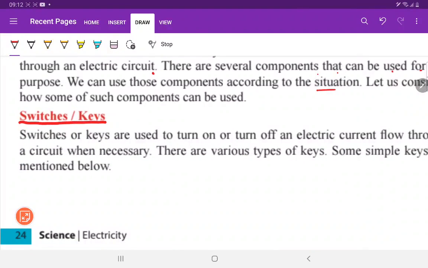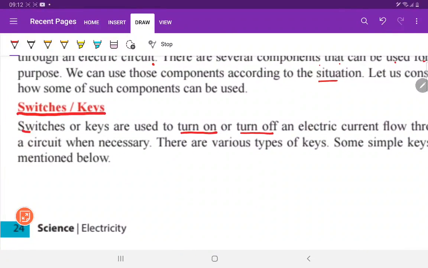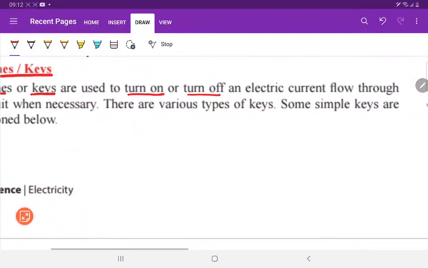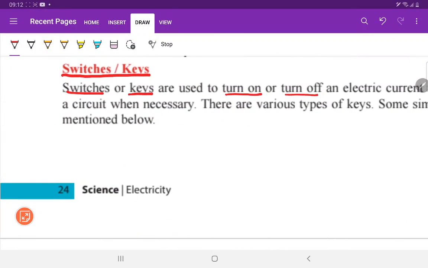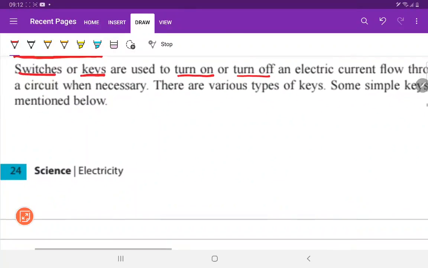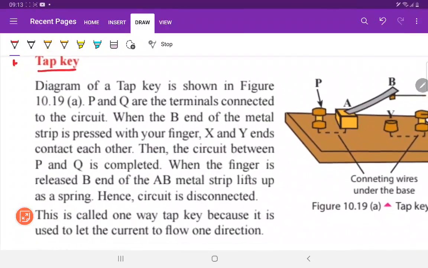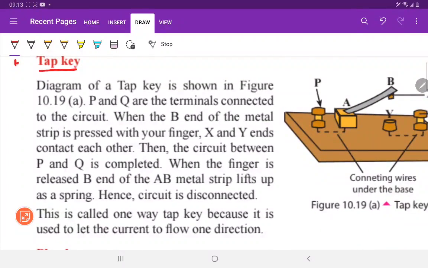Switches or keys are used to turn on or turn off an electric current flow through a circuit when necessary. There are various types of keys. Some simple keys are mentioned below. So let's see, this is one of the simple keys, the tap key. The diagram of a tap key is shown in figure 10.19.